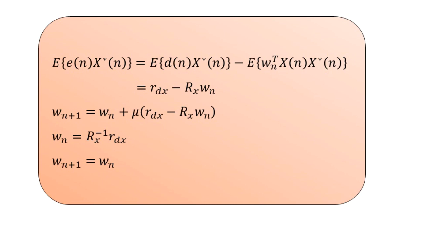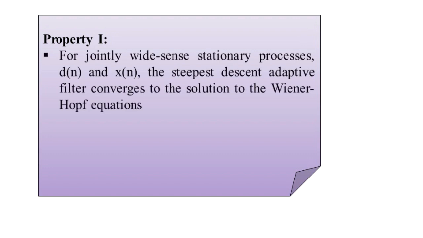So here, one helpful property we have, the definition of which can be given here. We can regard this as property one, and this is for the jointly wide sense stationary processes as earlier discussed, the desired signal d of n and the discrete time input signal x of n. So the steepest descent adaptive filter will converge to the solution of the Wiener-Hopf equations. Here we denote it as the limit as n tends to infinity of w suffix n, that is equal to the inverse of capital R suffix x into small r suffix dx.